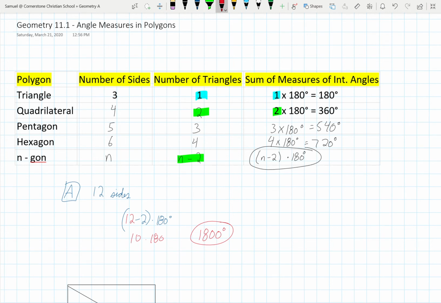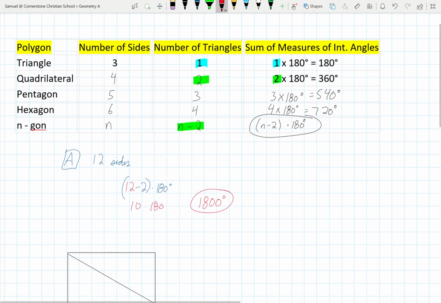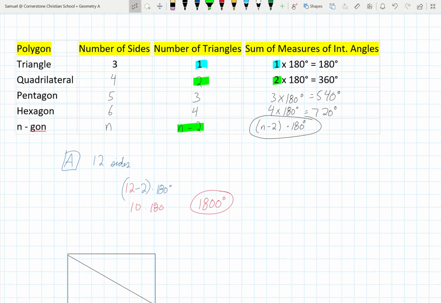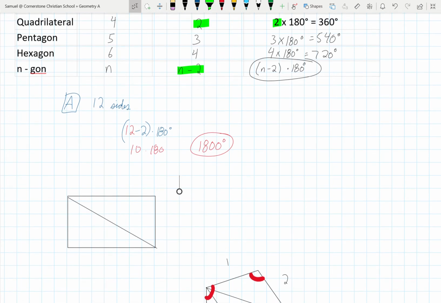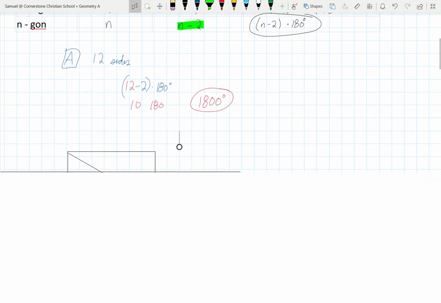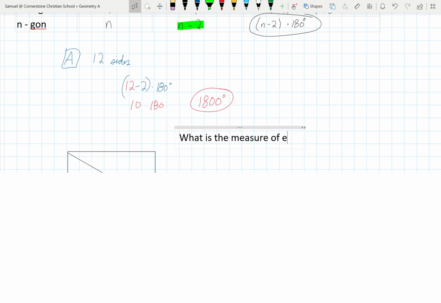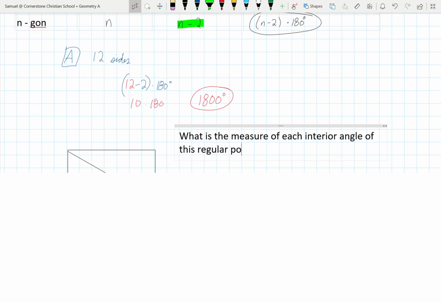Okay. Now, that works for any polygon. So no matter the number of sides, we can plug in n to figure it out. Another question we might be asked, however, is what is the measure of each interior angle of this regular polygon?